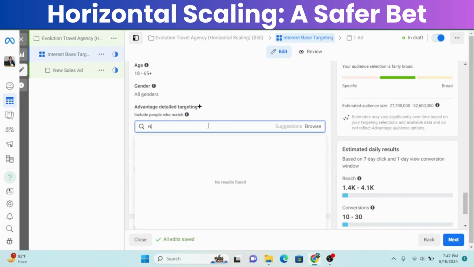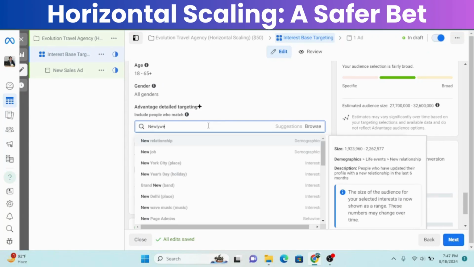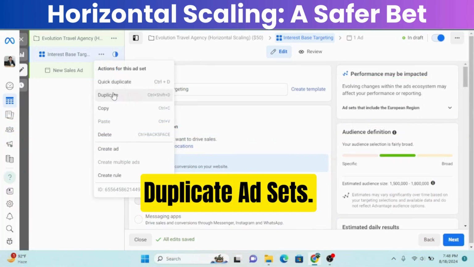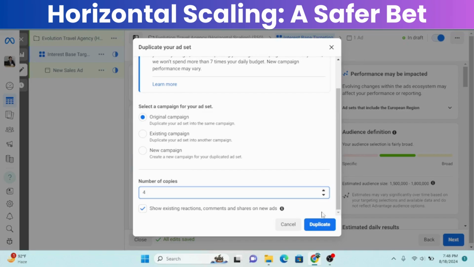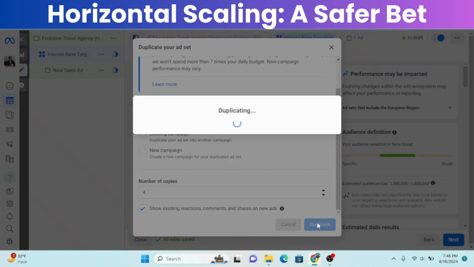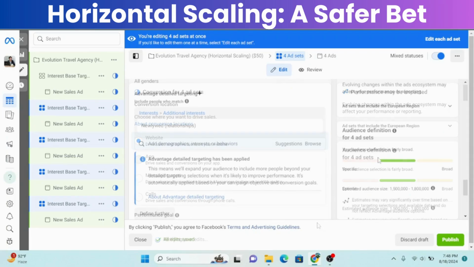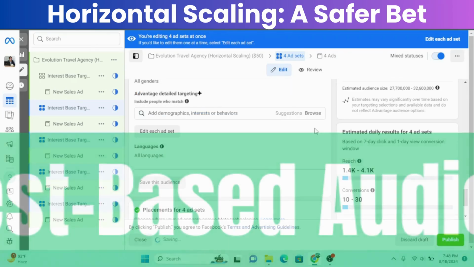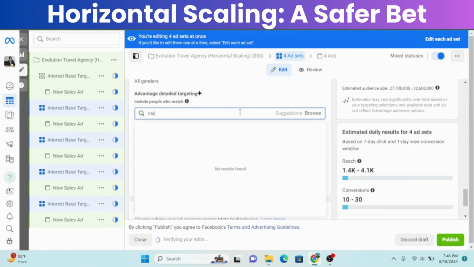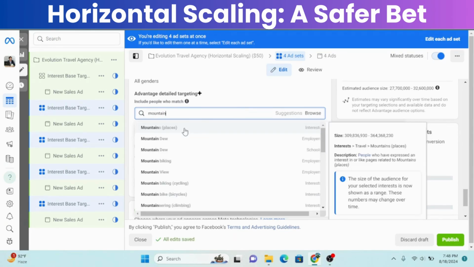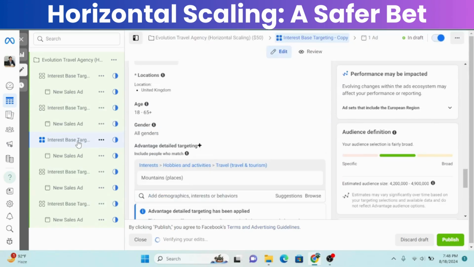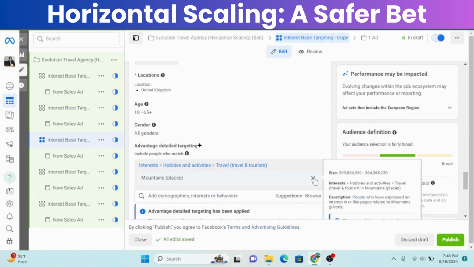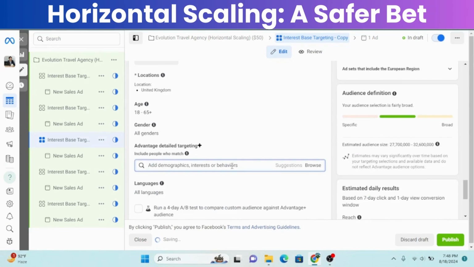Test a lookalike 5% instead of 1%, or explore a 30, 60, or 180-day purchase audience. Explore audiences on time spent and page engagers. If an interest-based audience is performing well, seek out similar interest groupings. The beauty of horizontal scaling is that it enables you to test new audiences for improved performance, and if both audiences prove successful, congratulations. You've successfully scaled your ads. If you have an interest group where the audience is more than 1 million, you can just duplicate the ad set and budget it accordingly.